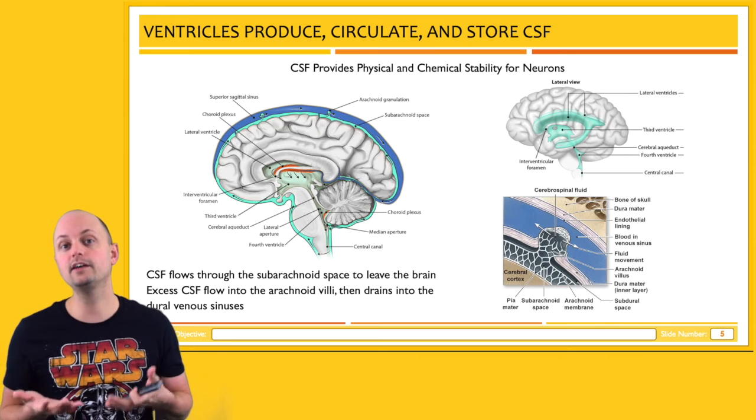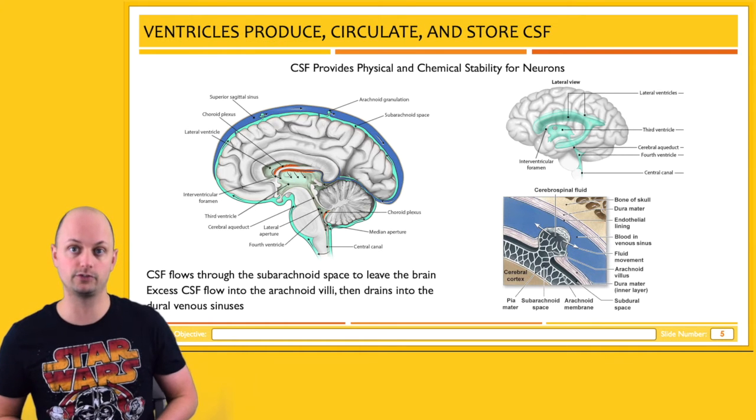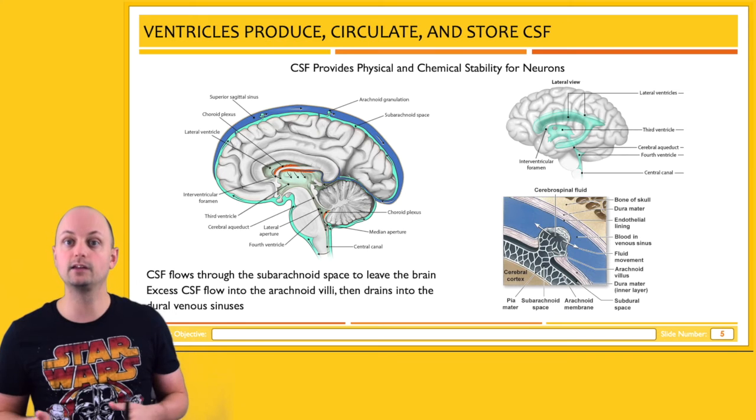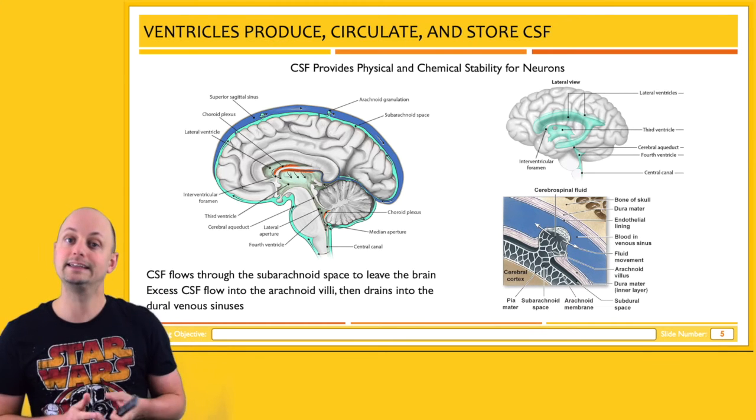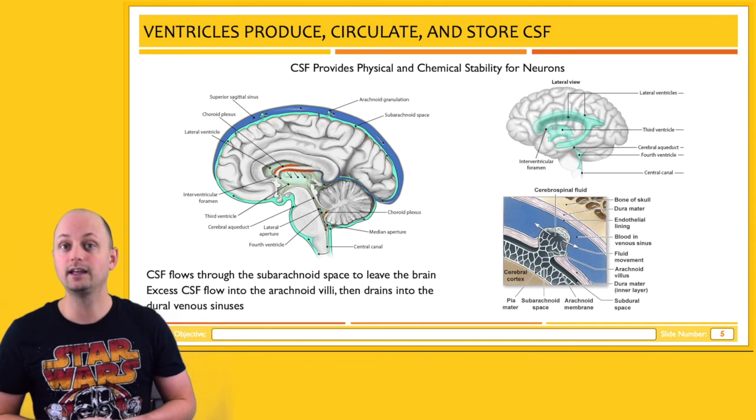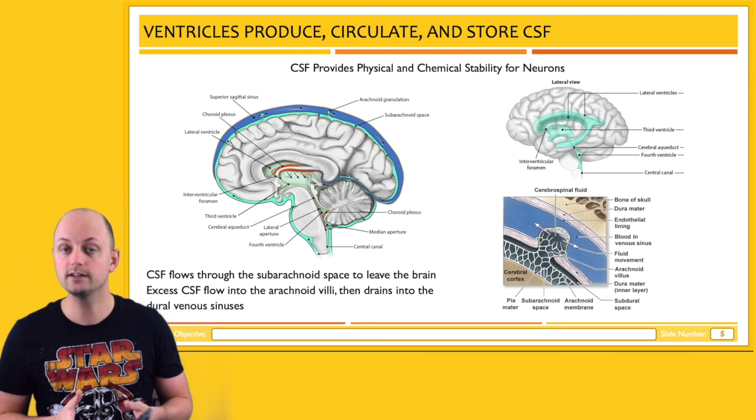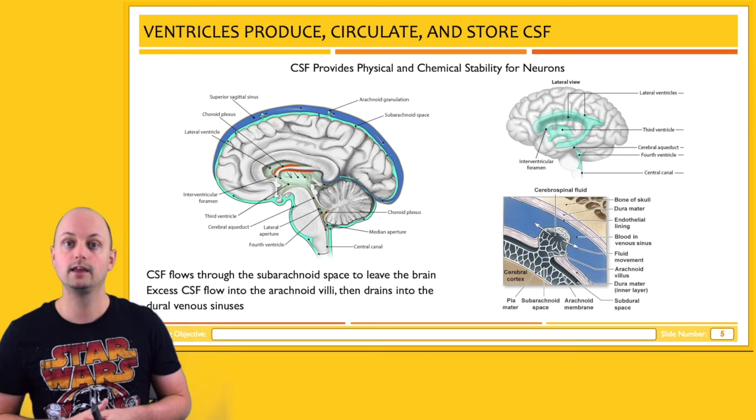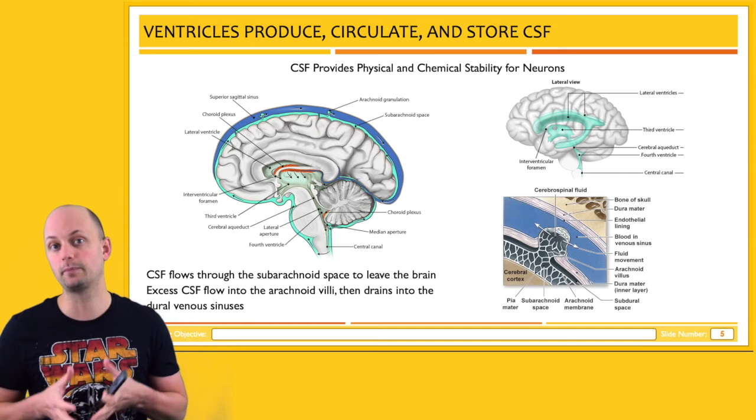But CSF isn't just stored within the ventricles, it's also circulated by the ventricles. So CSF can move from the lateral ventricles, which are on either side of the brain, into the third ventricle, which is pretty centrally located. And from there, it can travel through a structure known as the cerebral aqueduct into the fourth ventricle. And from the fourth ventricle, it can go through the central canal into the spinal cord.